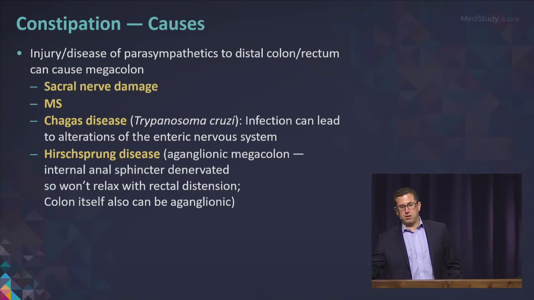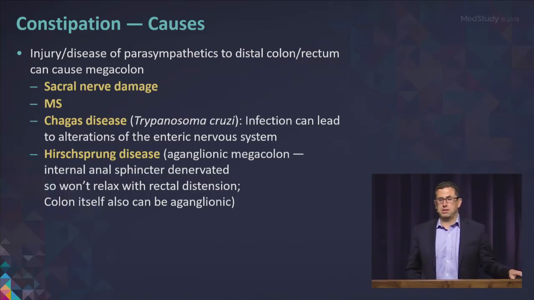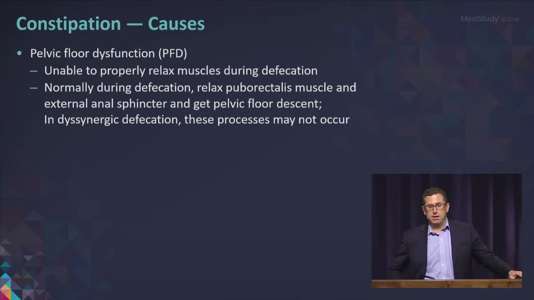So what happens is the internal anal sphincter does not have the proper nerve supply, and it won't relax with rectal distension. And so that could lead to basically a backup at the anal sphincter, and the patients are straining, and could be very uncomfortable, and it's seen mainly in the pediatric population, but it could also be seen in adults. And then there's pelvic floor dysfunction.